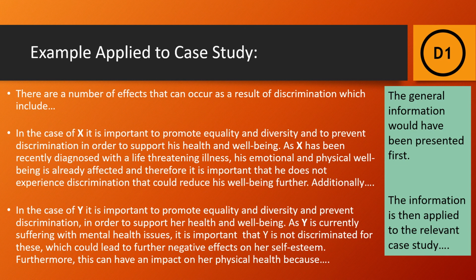Just as a last little example, the general information would be presented first, and then the information is applied to the case study. So there are a number of effects that can occur as a result of discrimination. In the case of this, this is what's happening, this is what's being done. In the case study of so-and-so, this is what's being done. And again, you're thinking about the negative effects and the positive effects of preventing discrimination.